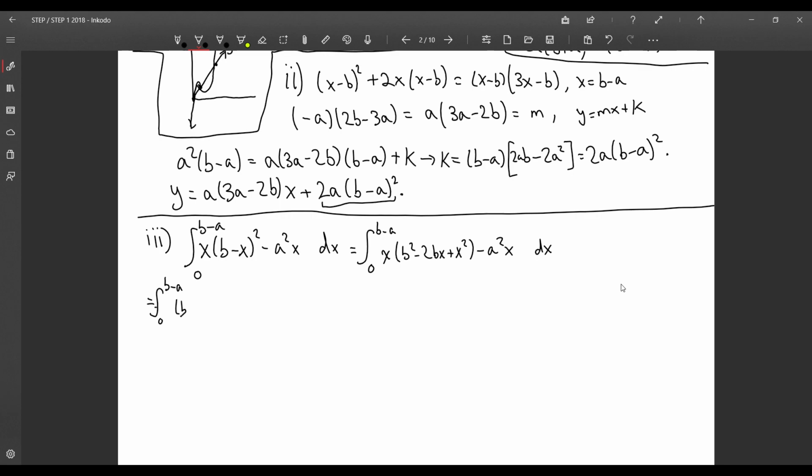So we have b squared minus a squared x, minus 2bx squared, plus x cubed, dx. And that's going to give us 1/2 (b minus a) squared, b squared minus a squared, minus 2b over 3 (b minus a) cubed, plus 1/4 (b minus a) to the 4th.